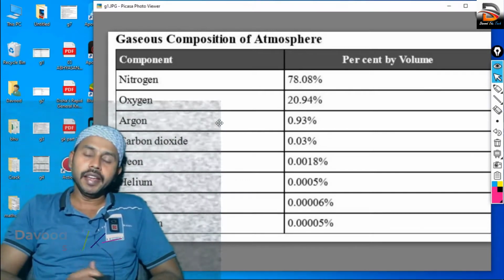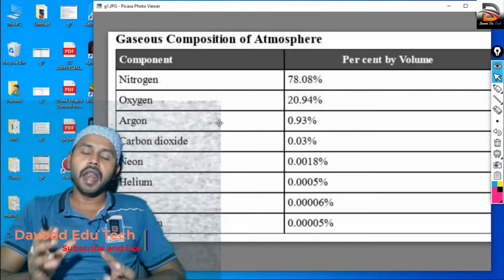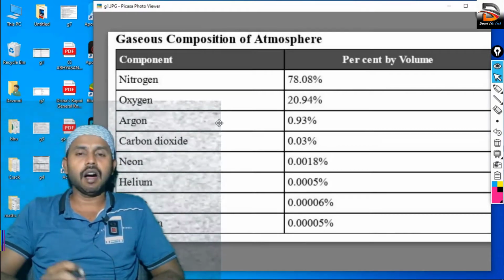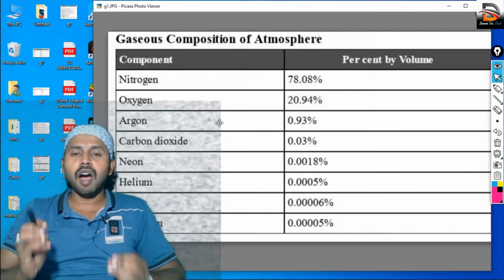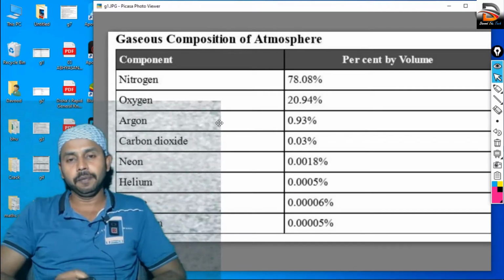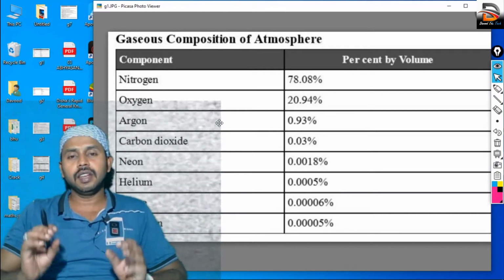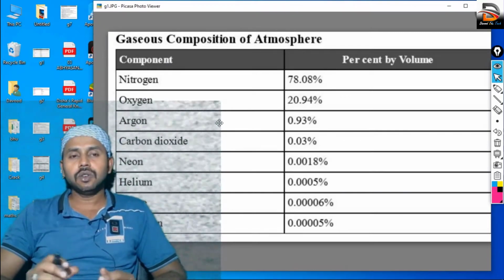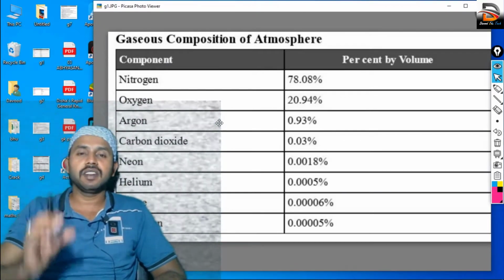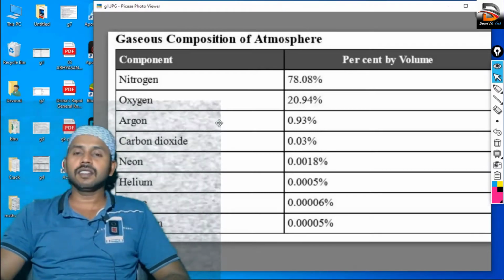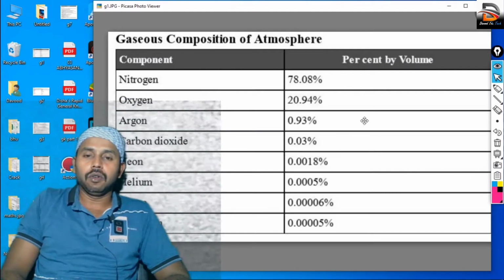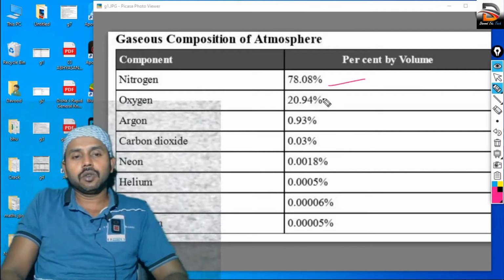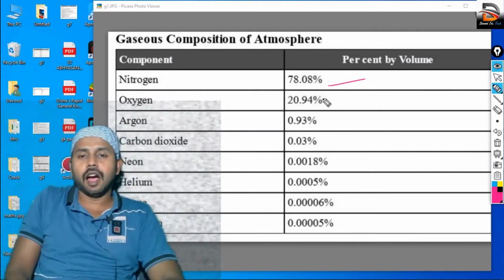Here the air consists of a number of gases. The gases are mixed together and the air is formed. Air is nothing but atoms and molecules totally mixed together. So we got air, pure air. That means the air has a number of gases. We call this the composition of the atmosphere. In these gases, the first place is occupied by nitrogen.